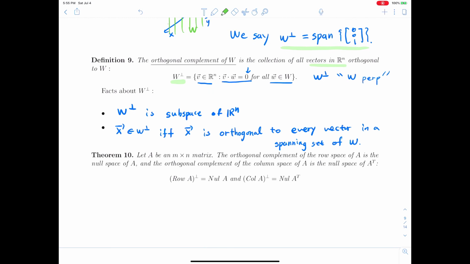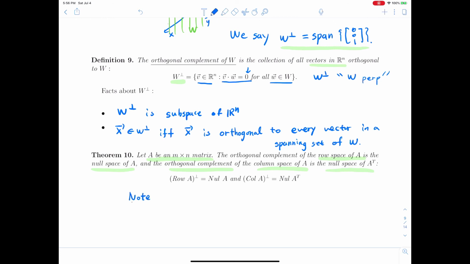Now, suppose that you have A as an m by n matrix. Then the orthogonal complement of the row space of A is the same as the null space of A, and the orthogonal complement of the column space of A is the same as the null space of A transpose.